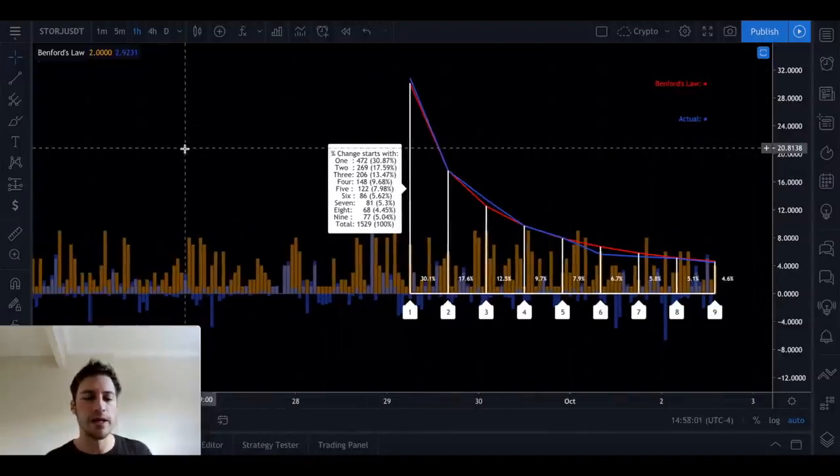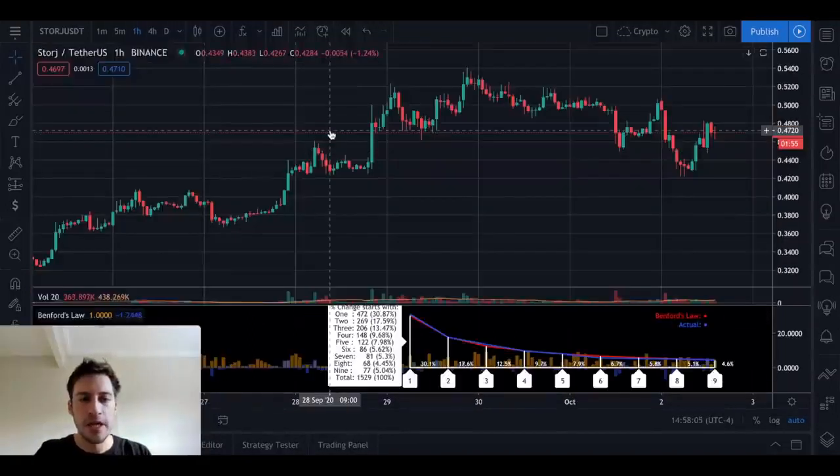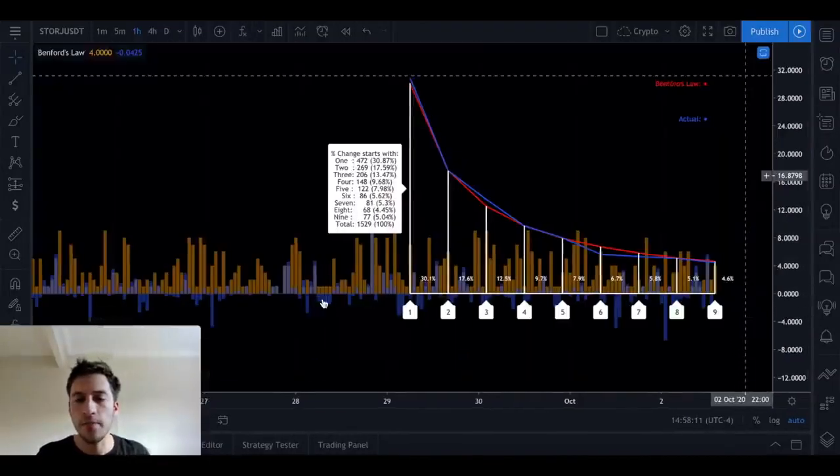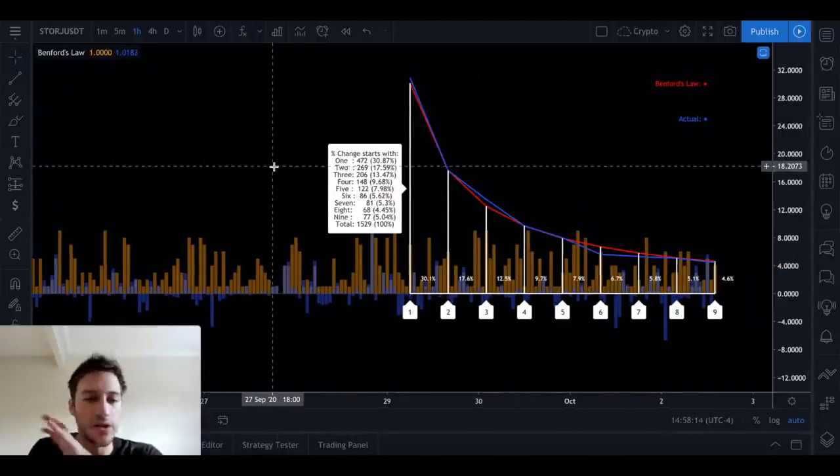So what I'm really looking at here, and you guys can use this indicator as well, you just have to hit that and then type in Benford, and then you get it right there from Grant Peace. What I'm doing here is parsing through all these different cryptocurrencies to see, hey, does the distribution of the first leading digit really deviate?